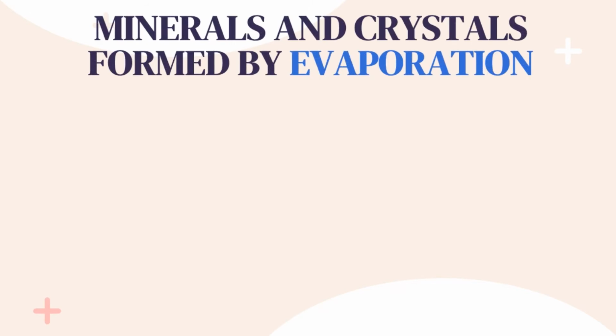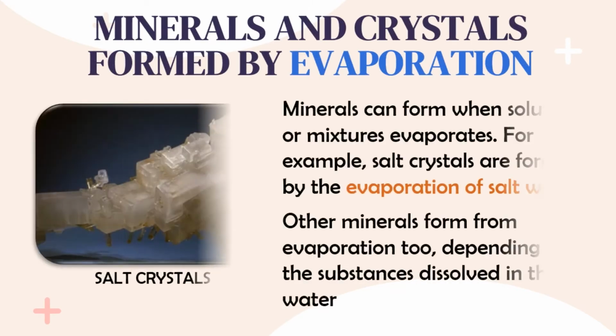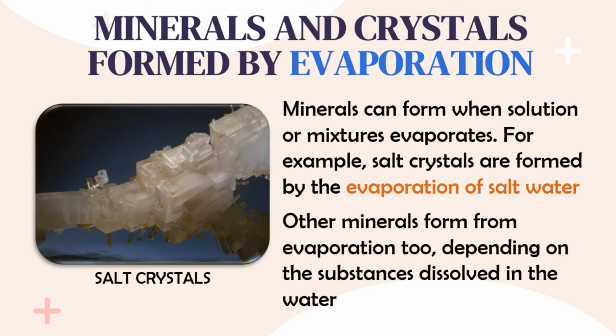Next, minerals and crystals formed by evaporation. Minerals can form when a solution or mixture evaporates. For example, salt crystals are formed by the evaporation of salt water. As salt water evaporates, it leaves behind the salt, allowing its chemical energy to take over and form crystals. The longer the evaporation lasts, the bigger the crystals. Other minerals form from evaporation too, depending on the substances dissolved in the water.